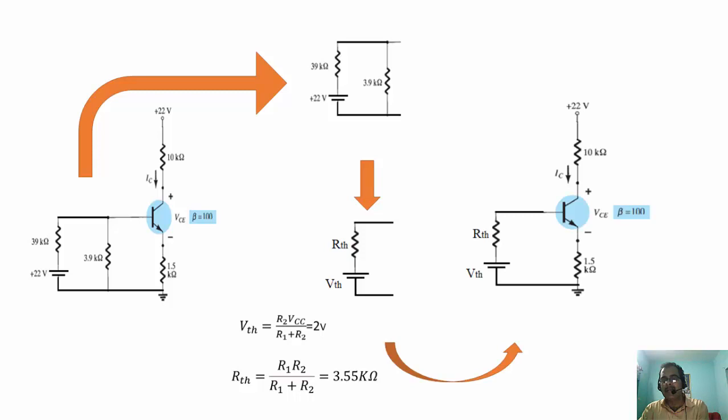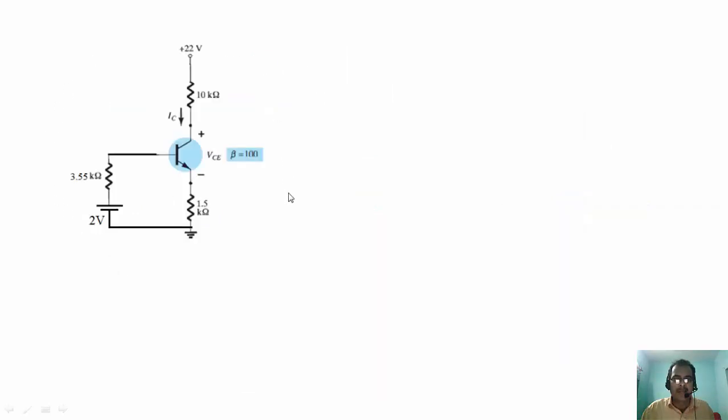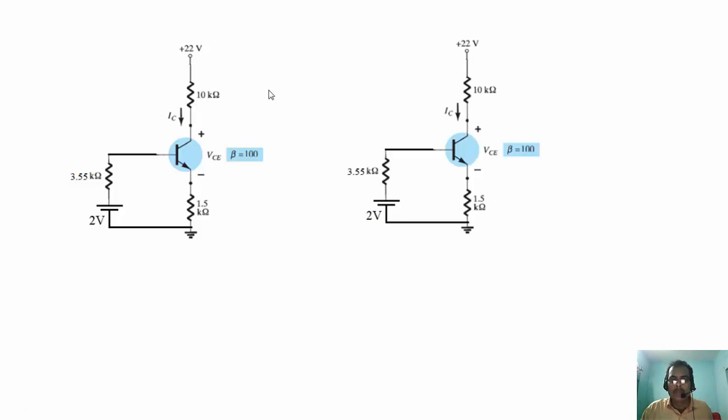Now the equivalent diagram is like this. Here R1 R2 are replaced by RTH and VTH. This is the final diagram. Now we have to define the voltage VBE. The VBE is as shown in the figure. Like this, we have to mark plus and minus for VBE.